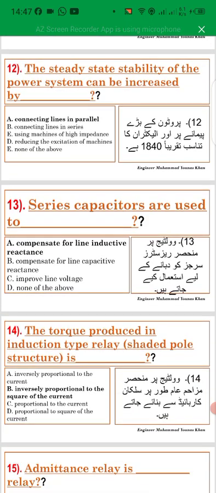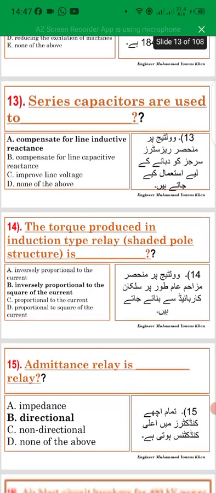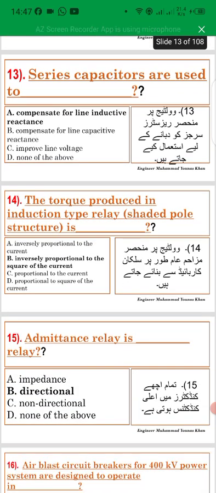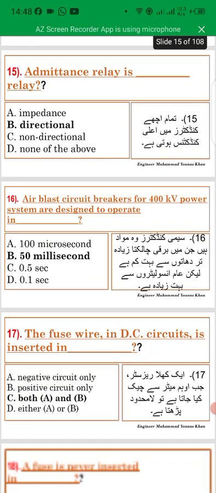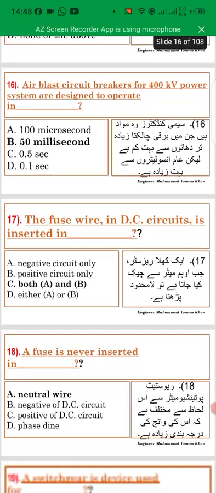The steady state stability of the power system can be increased by connecting lines in parallel. Series capacitors are used to compensate for line inductive reactance. The torque produced in induction type relay shaded pole structure is inversely proportional to the square of the current. Admittance relay is directional relay.